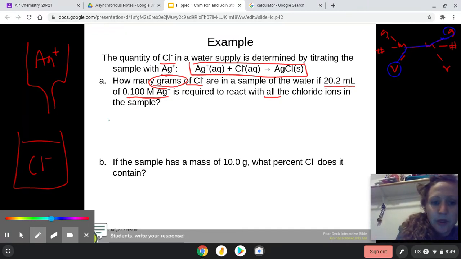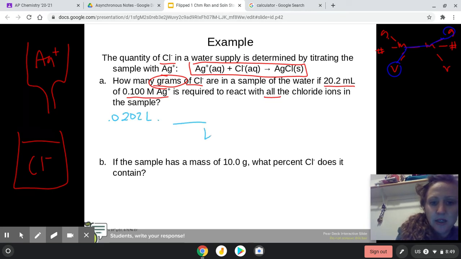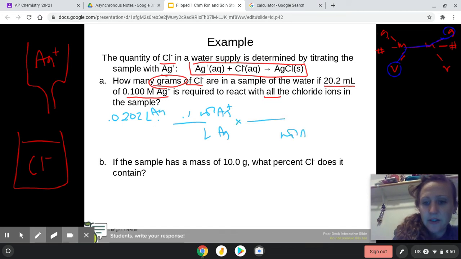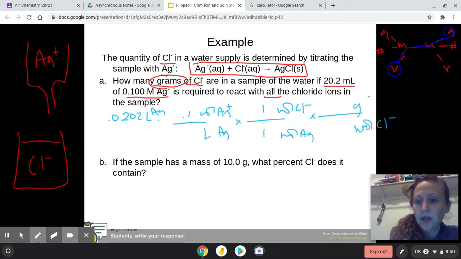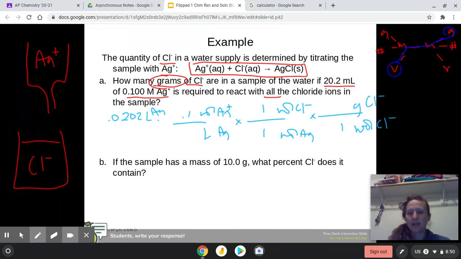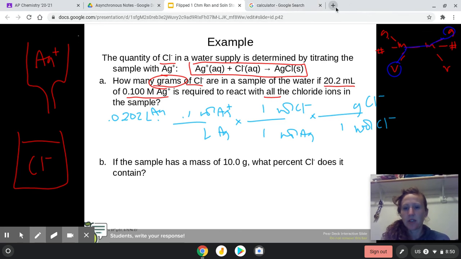So 0.0202 liters times liters per mole, and this is all for silver. And now I want to get out of silver into chloride. It's a 1-to-1. And then I want to get out of chloride into grams. Okay, and that I need the molar mass off the periodic table, which I think is 35.45.